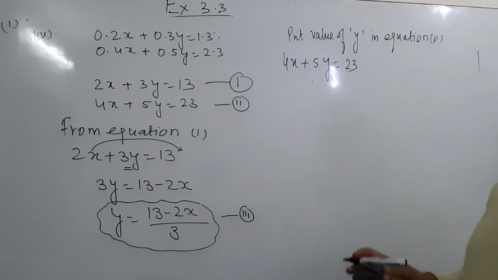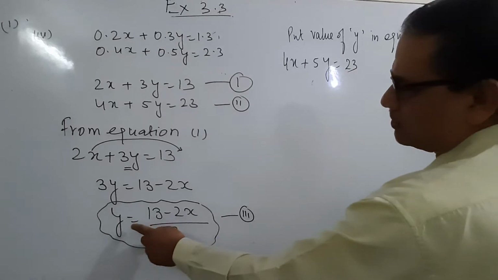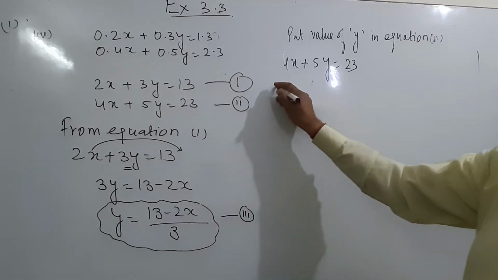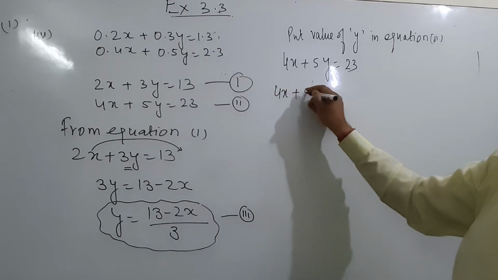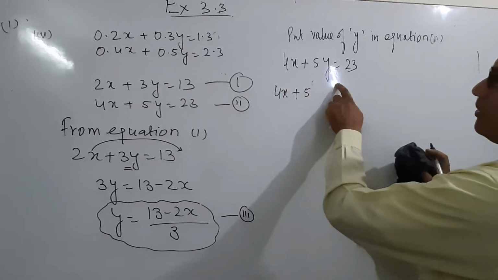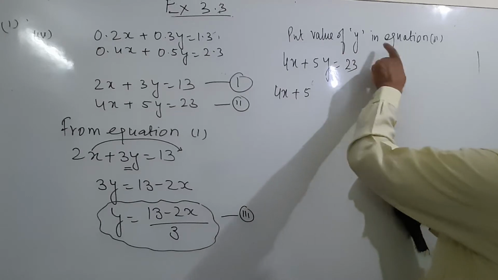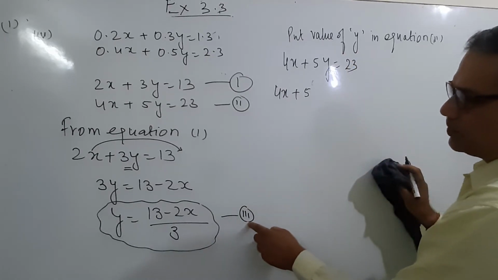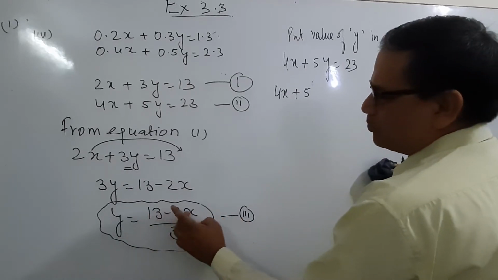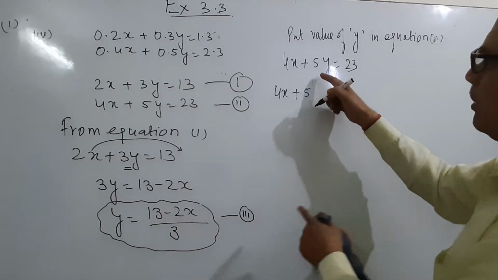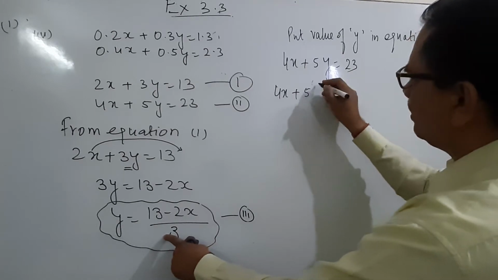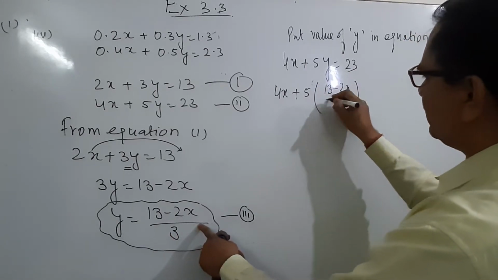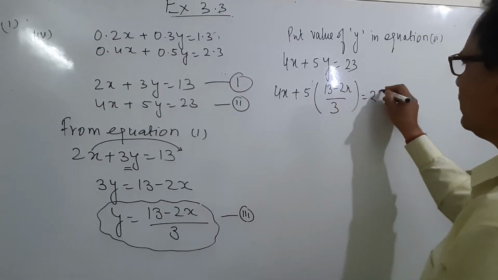And now here is 4x, here is y. 4x will be the same. 4x plus 5y. Find the value of y and put it here. This y is (13 minus 2x) upon 3. What is y? We have to put 13 minus 2x upon 3 is equal to 23.